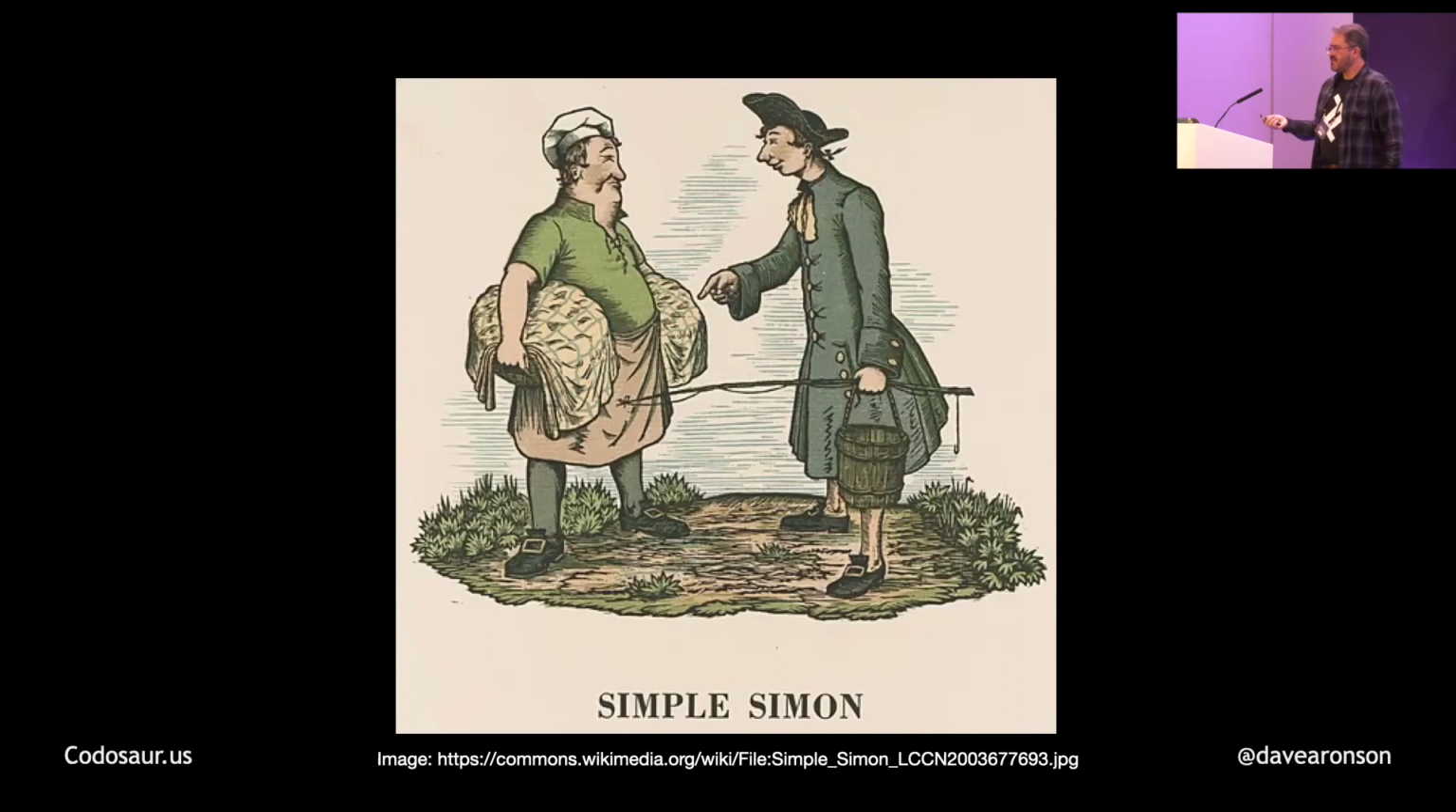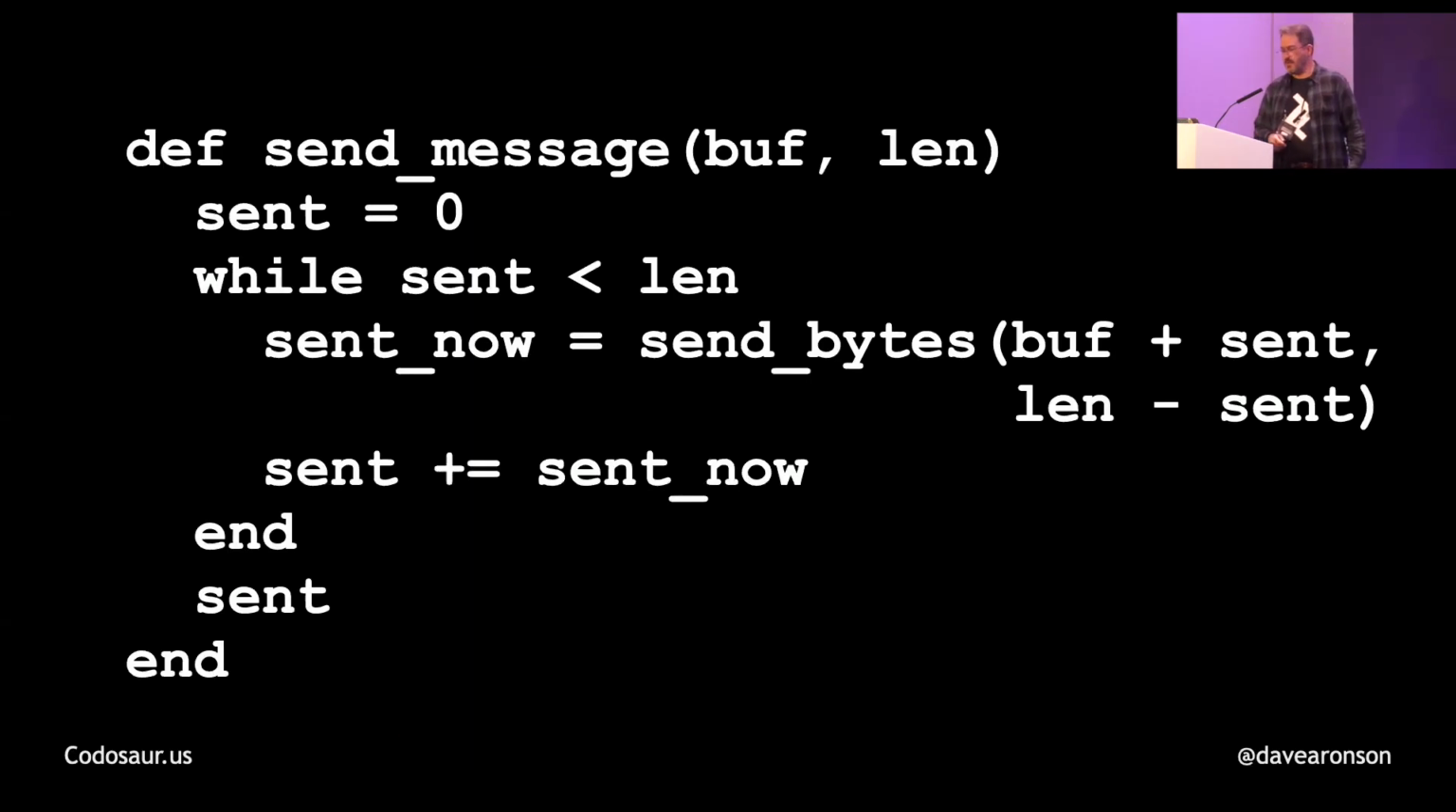Suppose we have a function to send a message, like so. This function send message uses a loop to call send bytes over and over, picking up where it left off until the message is all sent. This is very common in communication software, and this being a C and C++ conference, I'd bet a lot more of you have done something very similar to this than when I go to something like a Ruby or JavaScript conference.